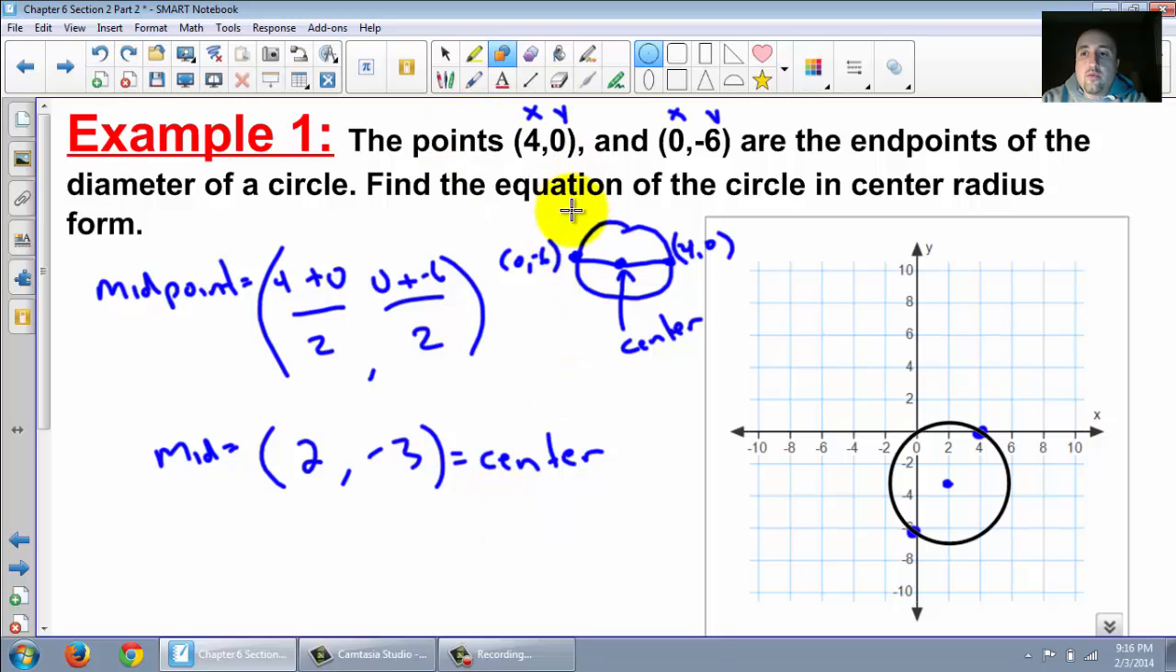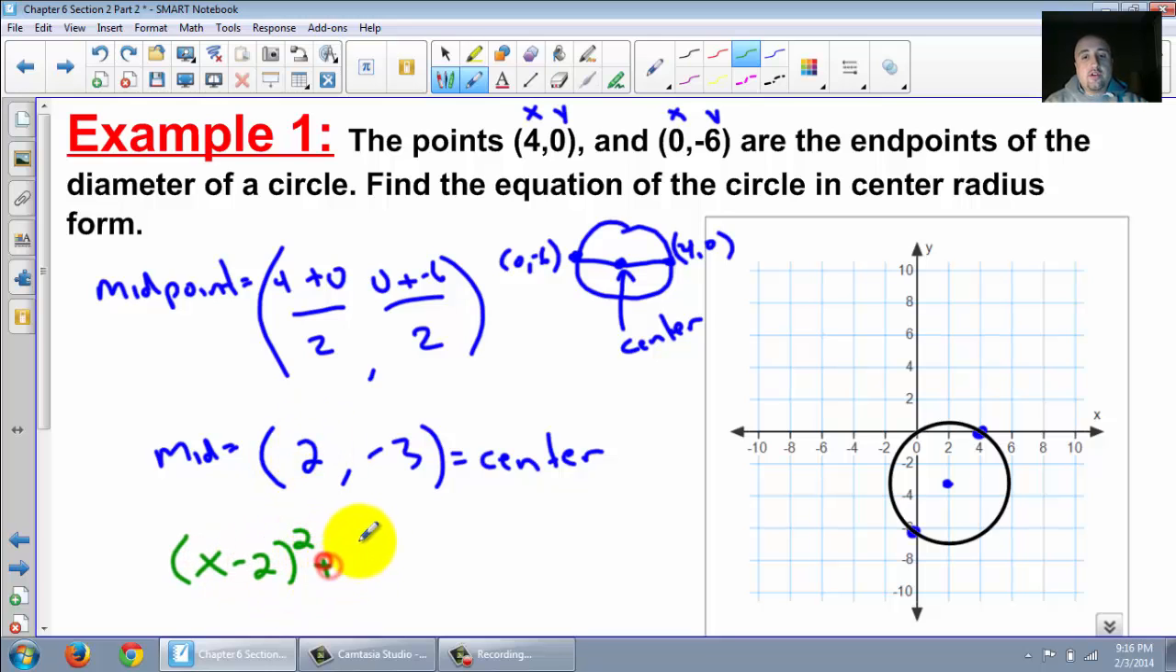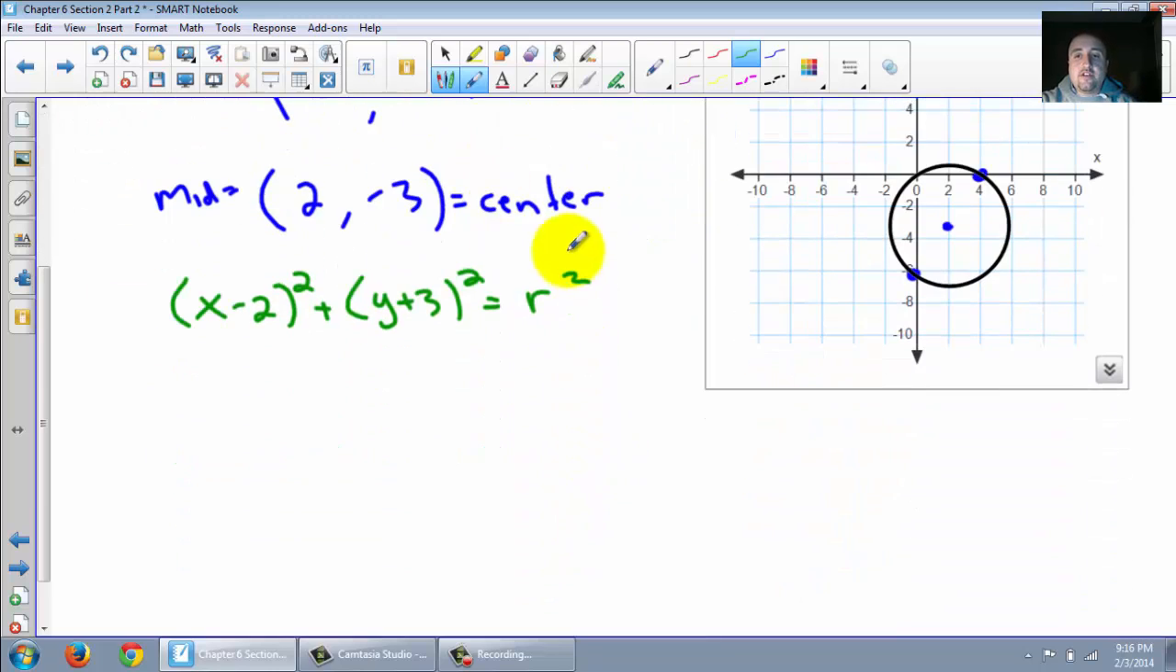All right, so now we already know half of our equation. Okay, so what does this give us? We now know our x value is 2, so I'm going to do (x - 2)². And we know our y value is -3, so I'm going to do (y + 3)². And now basically all we have to figure out is what our radius is. That's how we finish off this equation. Okay, so we need r. All right, now how do you find the radius?